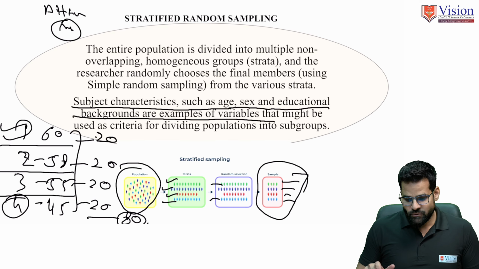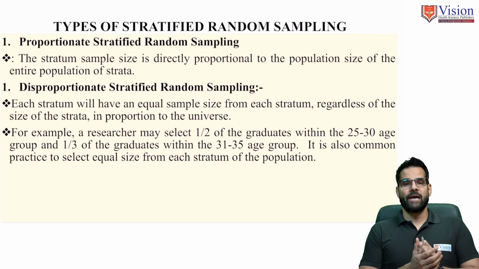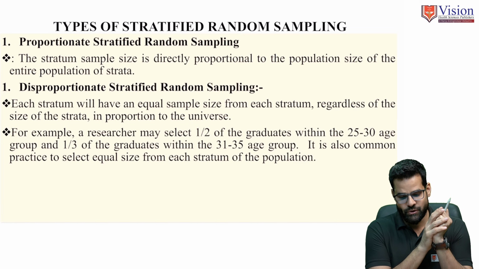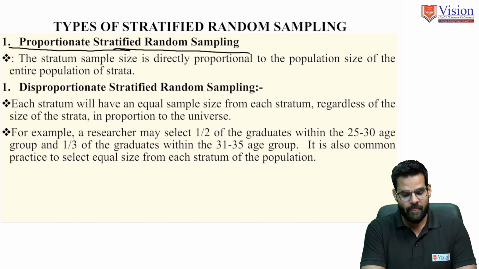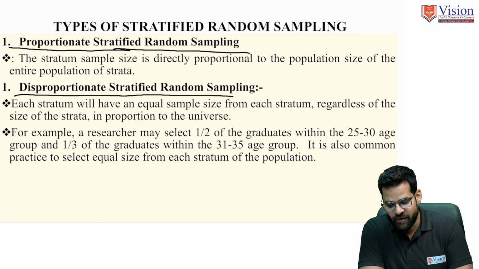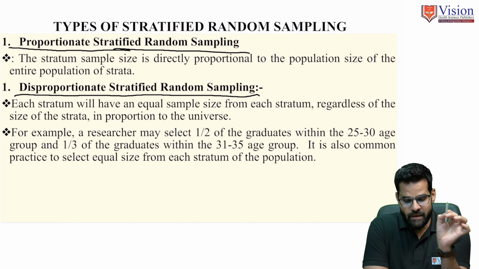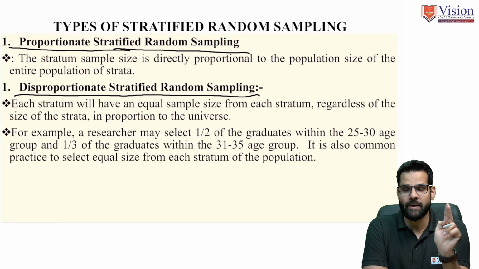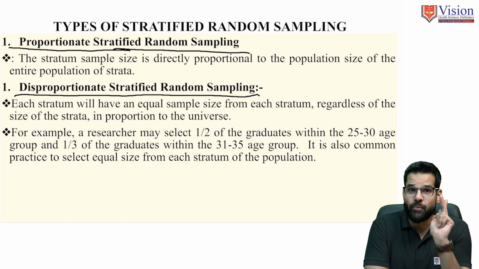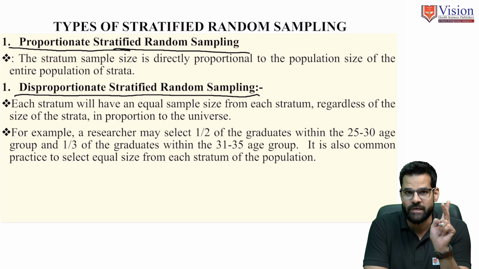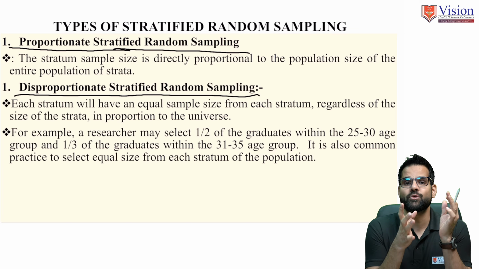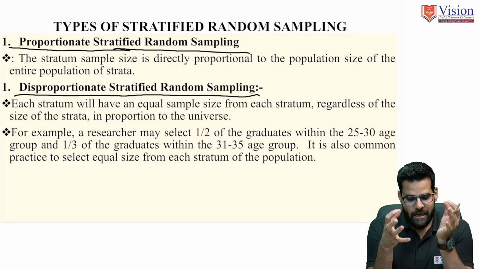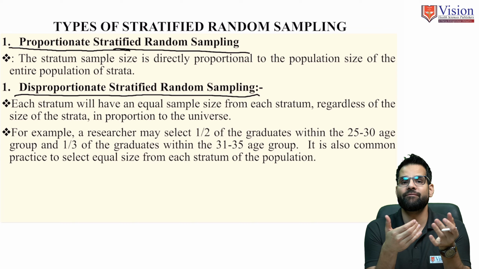Now, next to that, there are various types of stratified random sampling. I'm just talking about two important types here: proportionate stratified random sampling and disproportionate stratified random sampling. Please remember, there are two types of stratified sampling. What are they? Proportionate and disproportionate. The name itself indicates it: proportionate means in a specific proportion to the population. Disproportionate, I just select a fixed number.